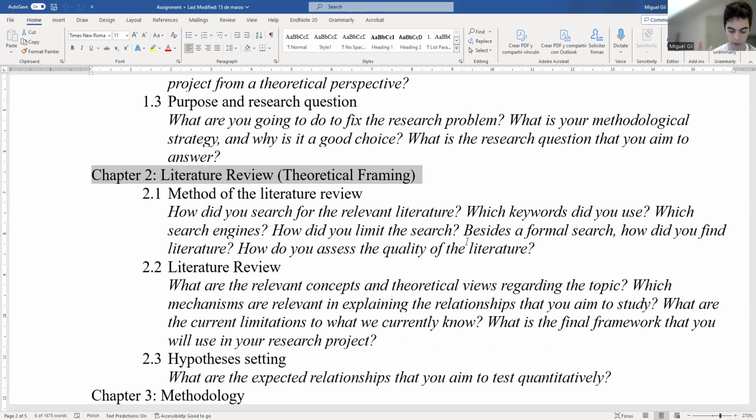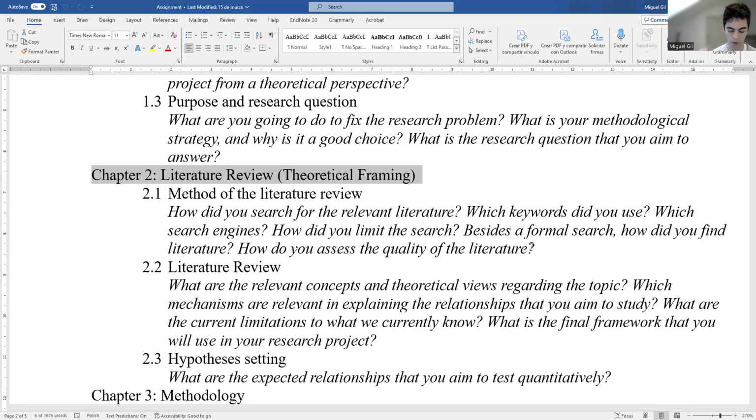Also, if you are going to limit your search to a time frame, like only articles from 2000 until now, why is that relevant? There is no right or wrong answer most of the time, so you still need to justify why this. The method of the literature review should be, I guess, two paragraphs, something like that. It shouldn't be that long.